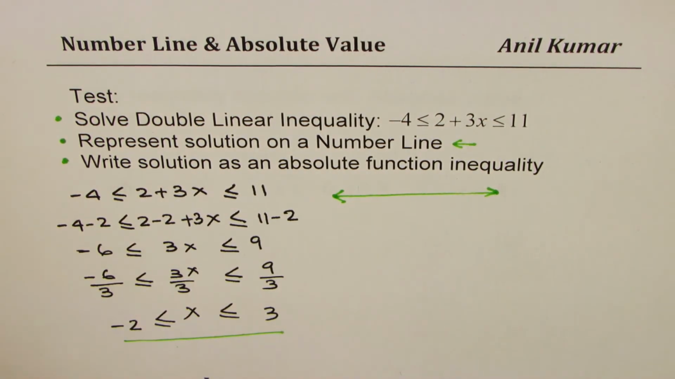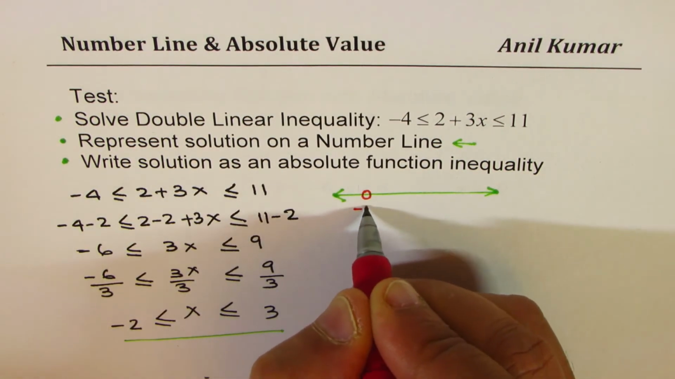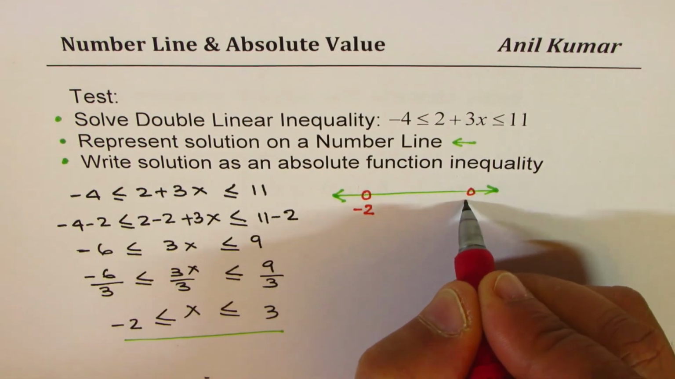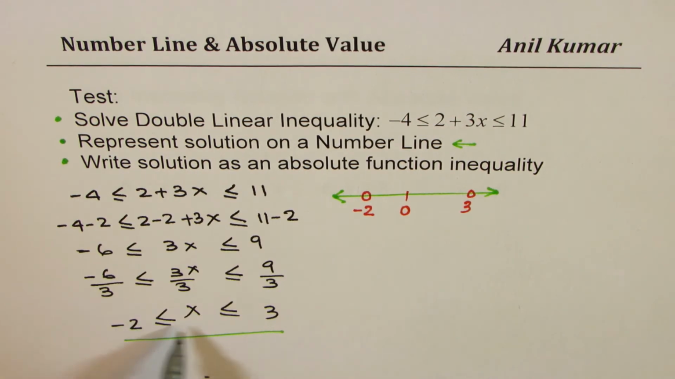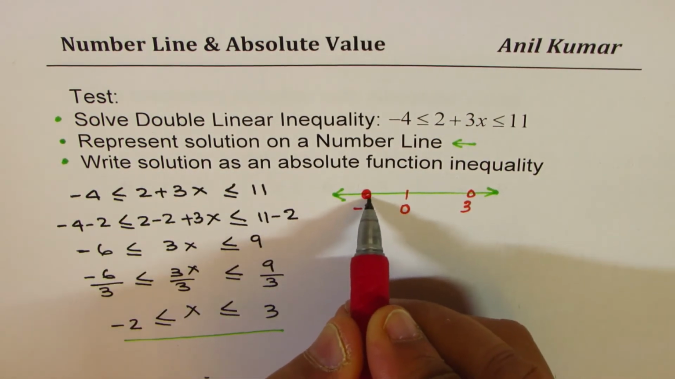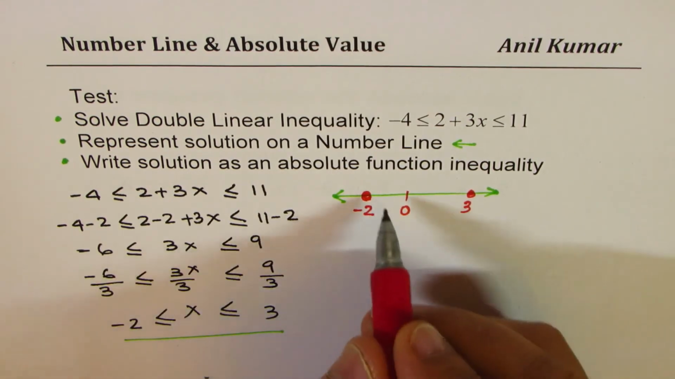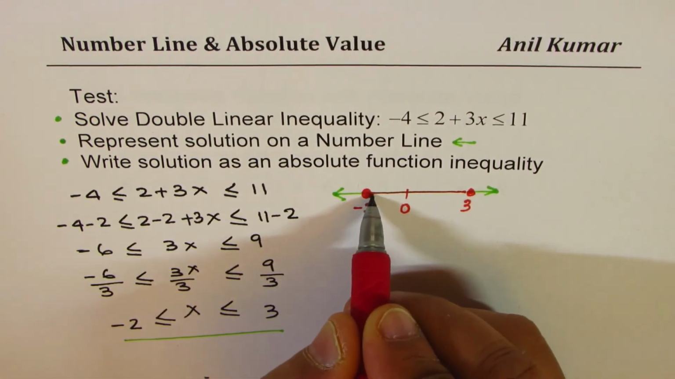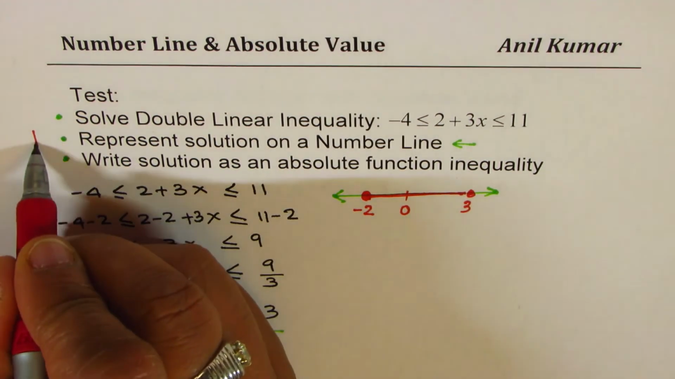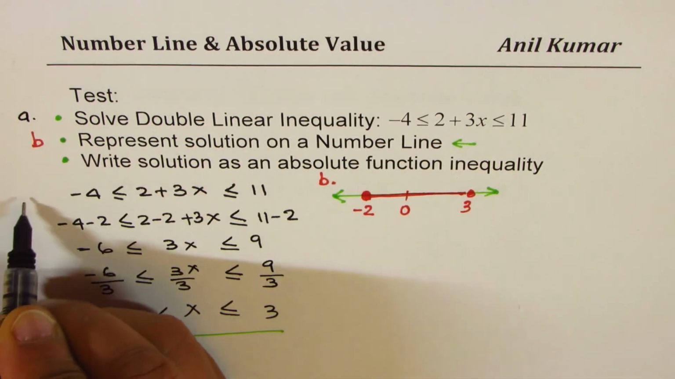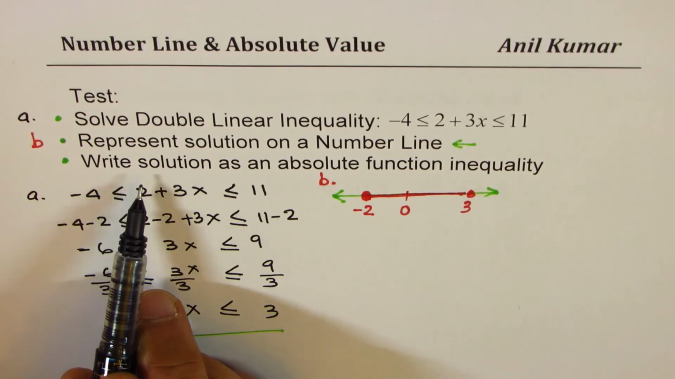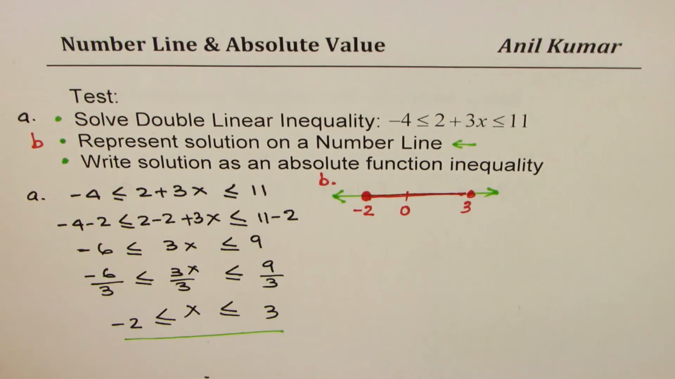Perfect. Now let us do the second part, which is the number line. So let's make a number line here. That is the solution. To represent the solution on a number line, I will mark the left extreme, which is minus 2, and the right extreme, which is 3. Somewhere closer to minus 2 is going to be minus 0. Since both are included, we'll fill these holes, right? And everything within. So less than or equal to means everything within. So that becomes part B, right? So this is part B.